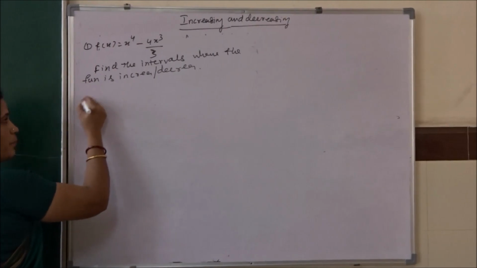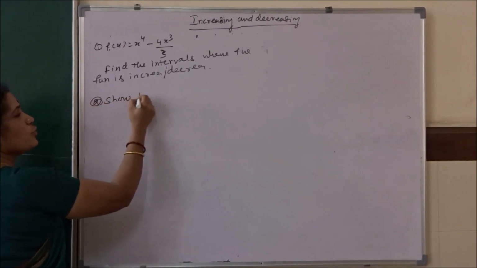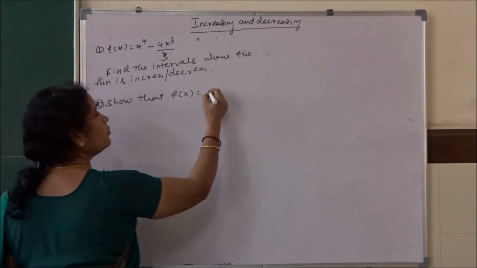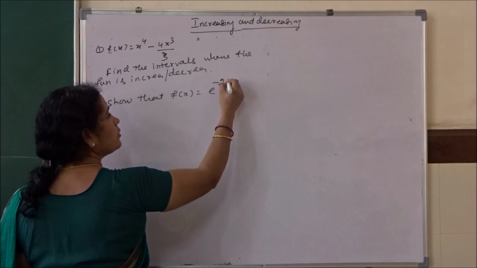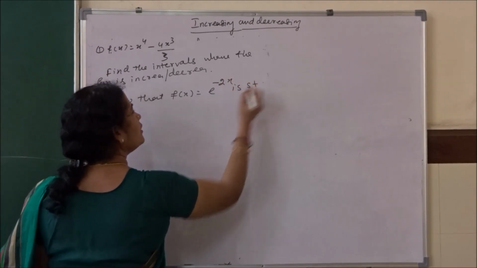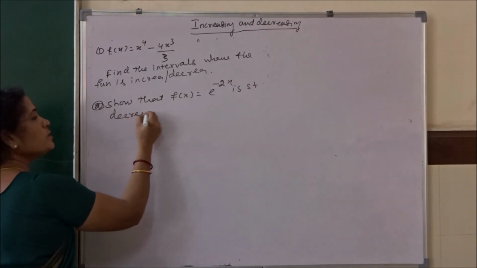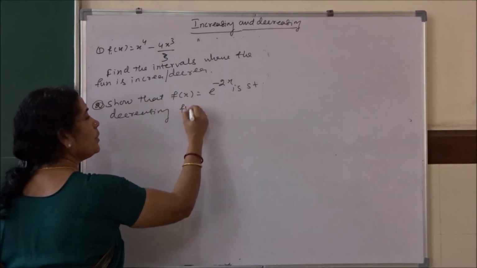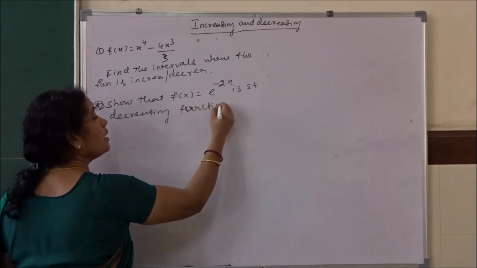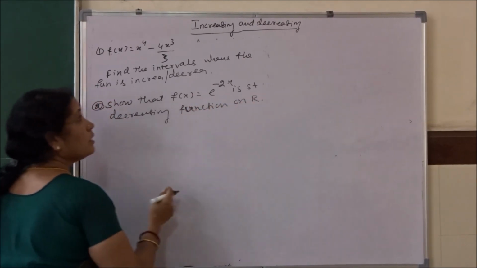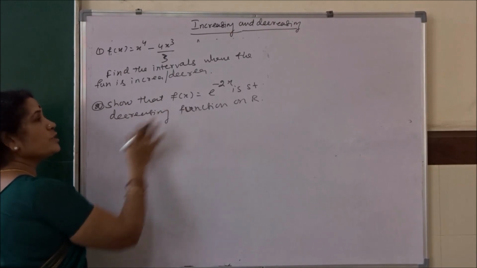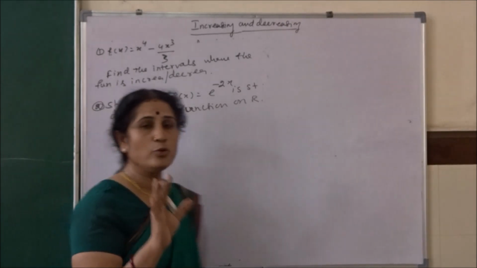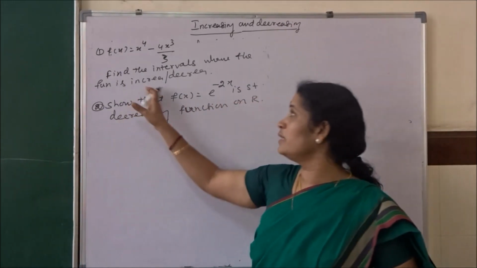For example, another example let me take. Suppose the question is given: show that f of x equal to e power minus 2x is a strictly decreasing function on R, on the real numbers. So one is to show that the function is increasing or decreasing, another one is to find the interval. What is the difference between these two? You must know this.